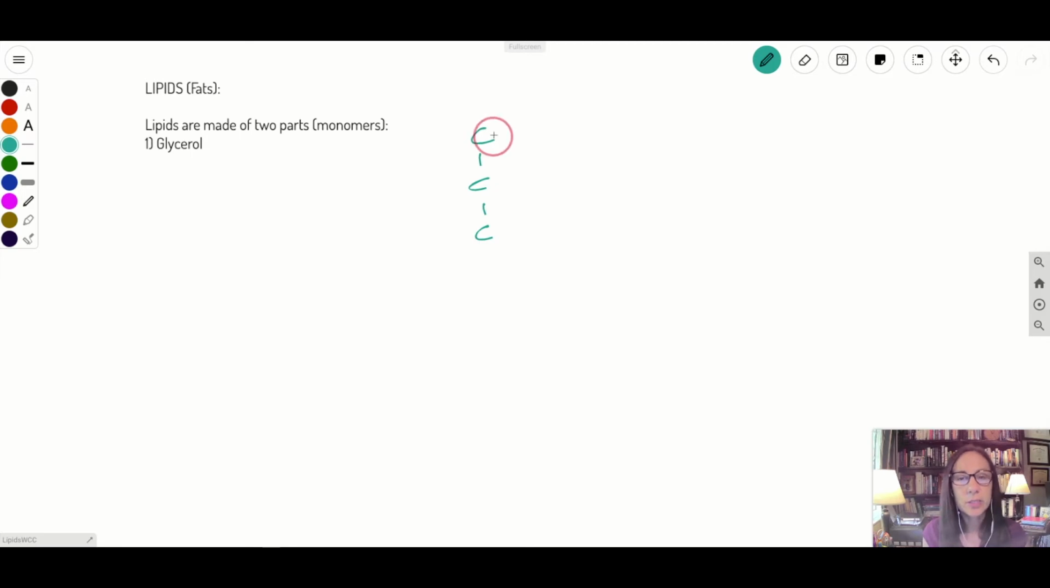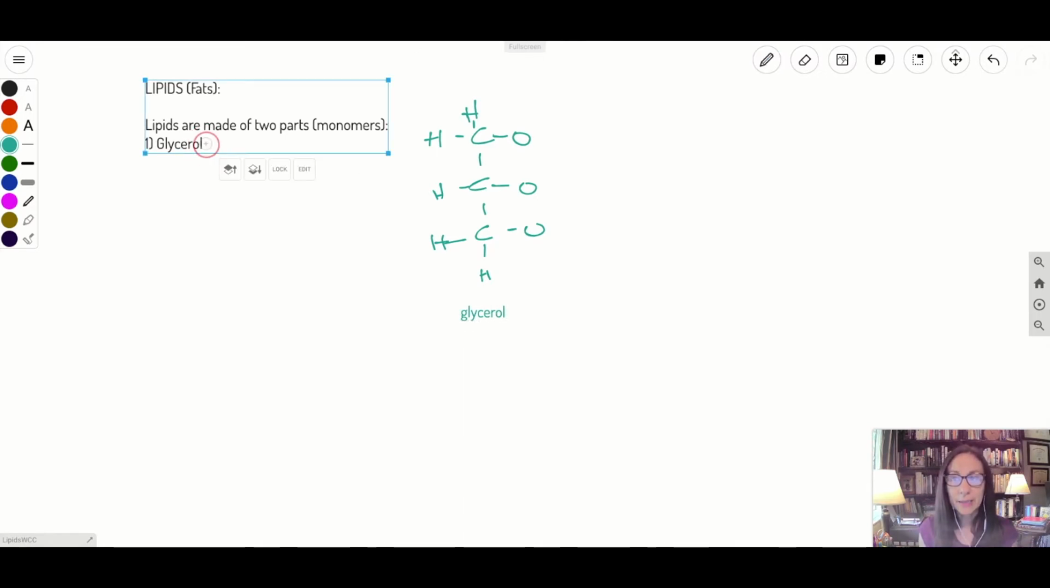Each of these carbons is bound to an oxygen and bound to hydrogens. So this whole thing is considered a glycerol, and it is one part of a lipid. So let's name that. This is a glycerol. And the second part is called fatty acid tails. The fatty acid tails look like this.